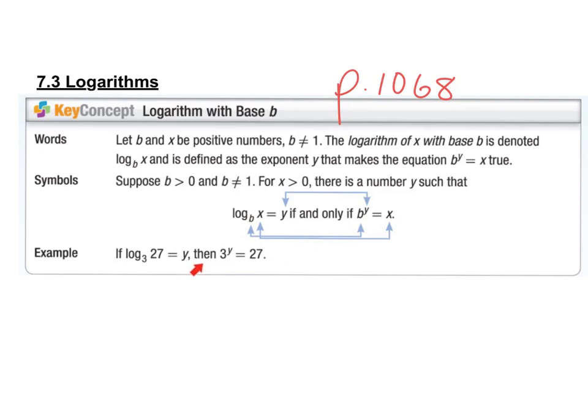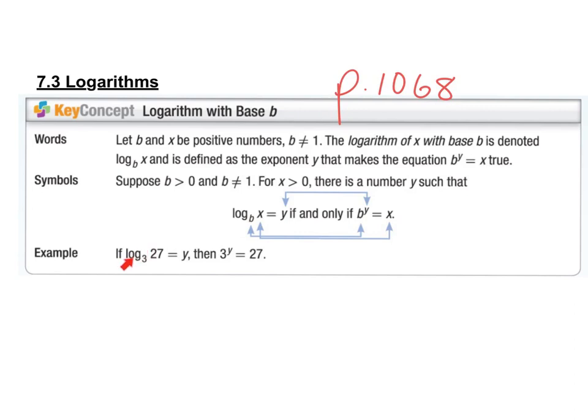So what you have to do when you see a logarithm is keep in mind that this little number, and the reason it's b is because it stands for base, is the base. The y is the power. The x is what b to the y equals. So it's a different way of writing an exponent. That's all a logarithm is.